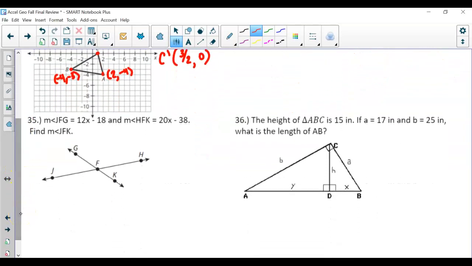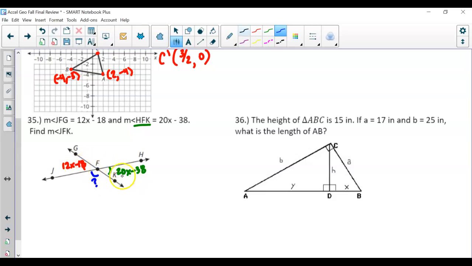So then 35, review with our angles. JFG, which is here, is 12x minus 18. Then here, HFK, this angle here is 20x minus 38. We are looking for angle JFK, which is this angle here. So notice what we're given, we are not solving one of those two angles, so keep that in mind.